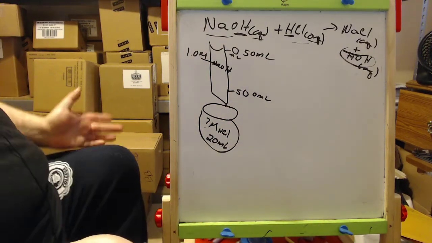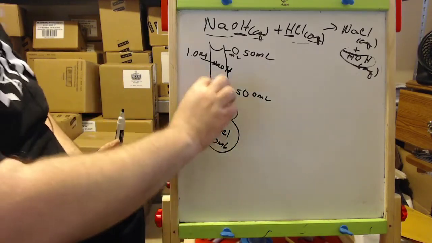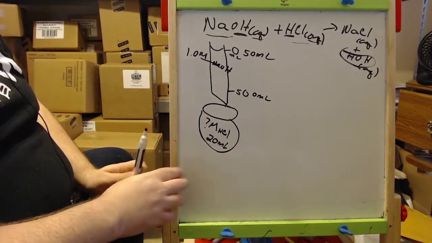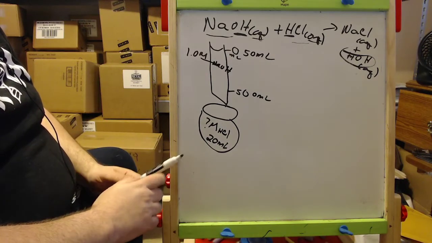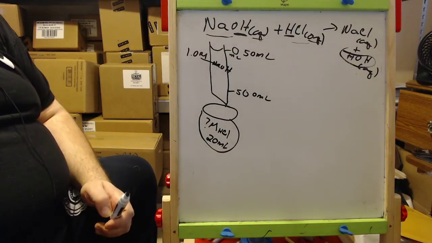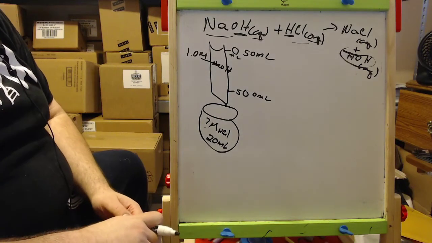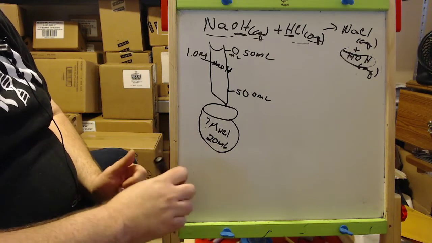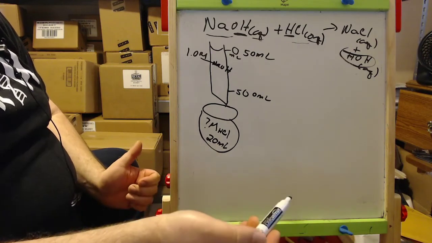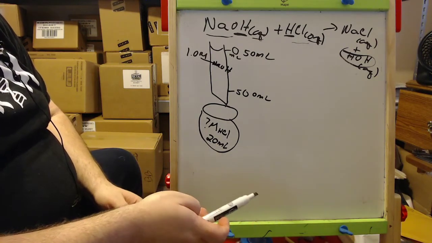Well, there's two ways of doing that. One, you get a pH meter, you put the pH meter in, and you wait till you hit 7. The other way is to use an indicator. And the indicator that we normally use is phenolphthalein. Phenolphthalein is colorless in an acid and turns pink in a slightly basic solution.